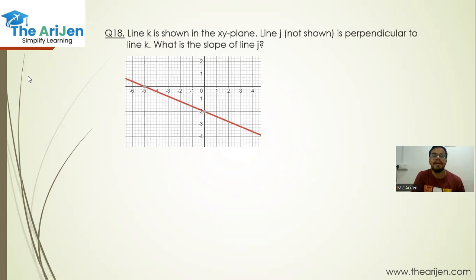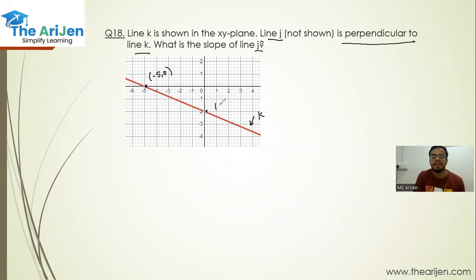The question says, line K is shown in the xy plane, and line J is perpendicular to the line. What is the slope of line J? So we have this as line K, right? We need to know the slope of a line which is perpendicular to that. Here we have a line passing through minus 5 comma 0.